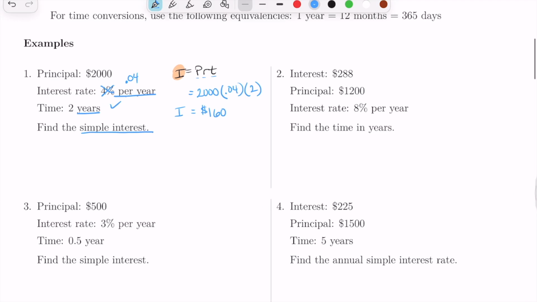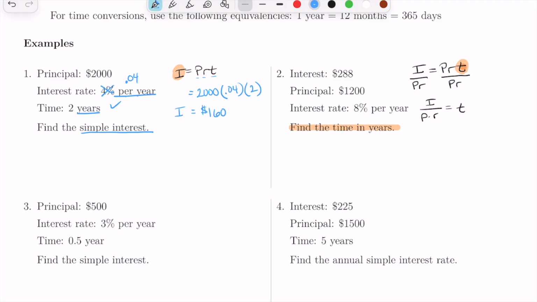Interest is $288. Principal is $1,200 per year. Find the time in years. So this time, I equals PRT. Notice that what we're trying to solve for is the T. It says find the time in years. So what we're going to do is divide both sides by PR. So really what we have is T is equal to I divided by P times R.